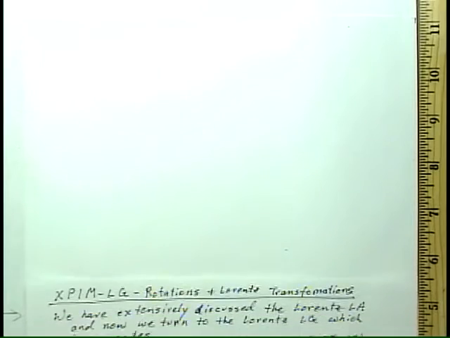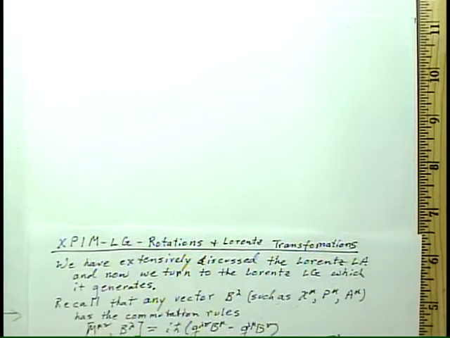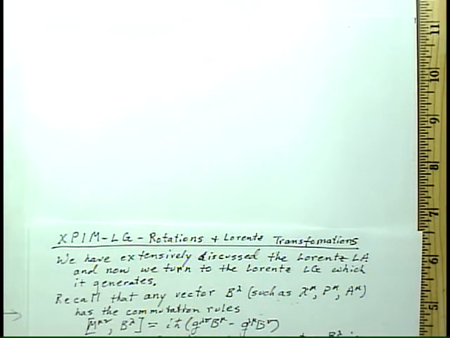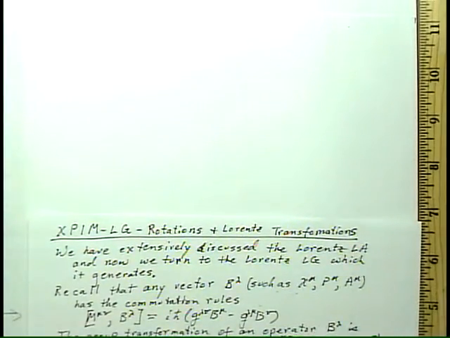Before I go further into the discussion of particular examples of different spin representations of the homogeneous Lorentz group, I want to drop back and look at the Lorentz group itself as a set of transformations, as opposed to the Lorentz algebra. We have extensively discussed this Lorentz algebra and the transformations that it generates.